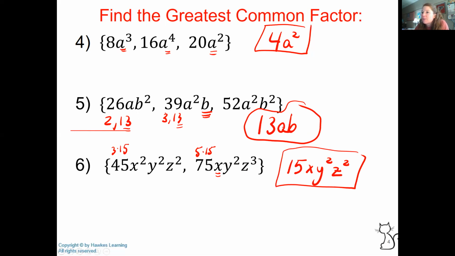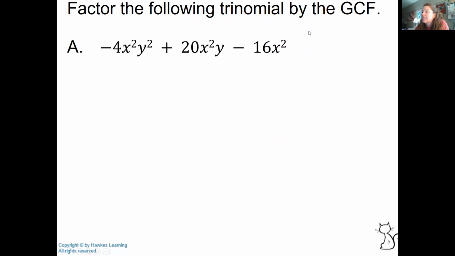All right, now I believe we're gonna start factoring. Yes, that's what we're gonna do. So first of all, a trinomial is just an expression with 3 terms. So I am going to factor this trinomial by dividing each term by the greatest common factor. So I'm looking at -4, 20, and -16. I know I can divide all 3 of those terms by -4.